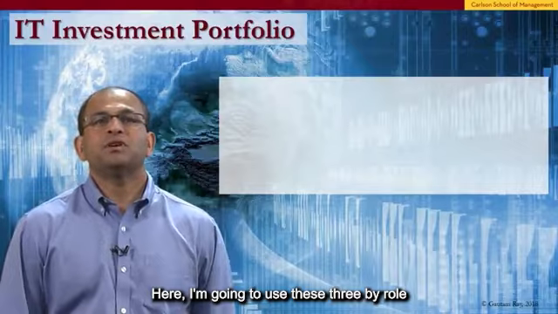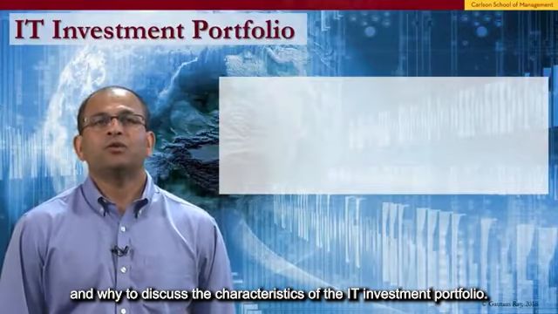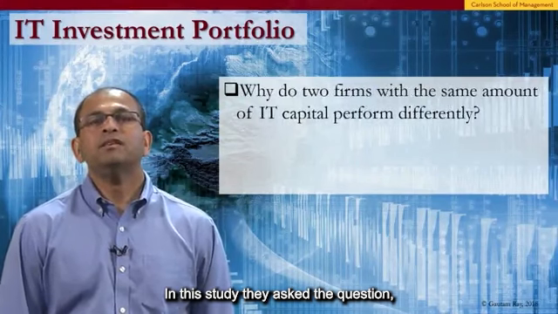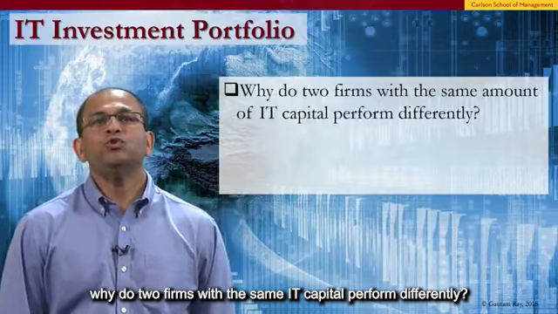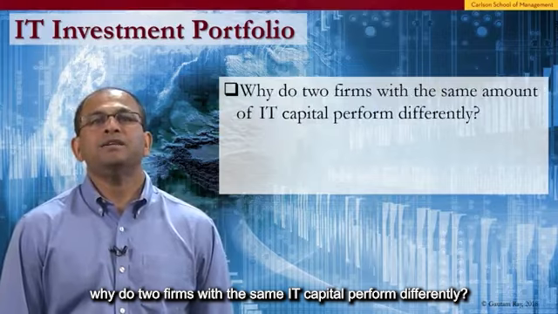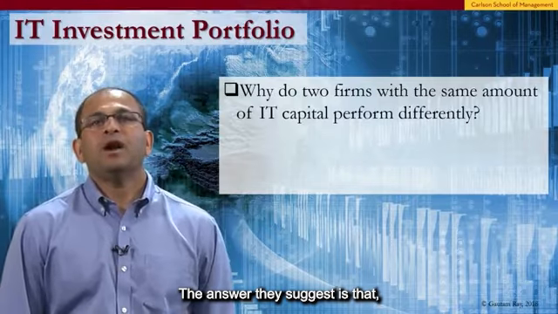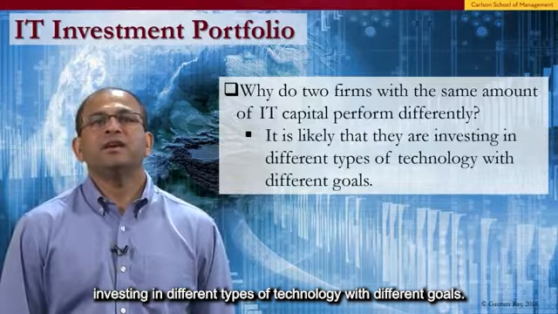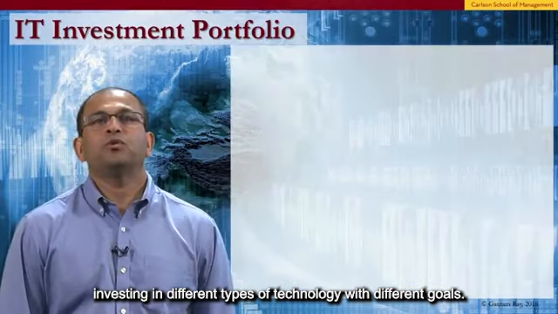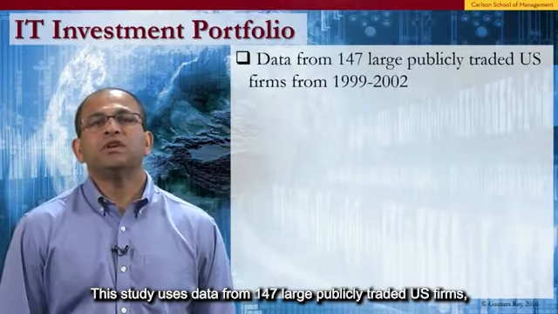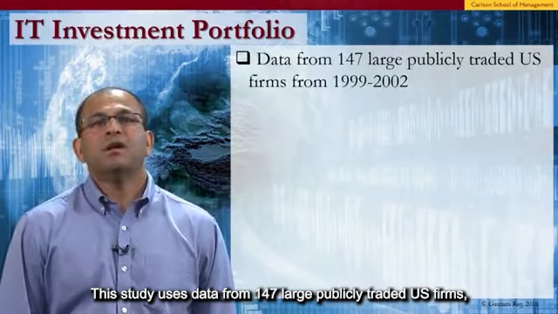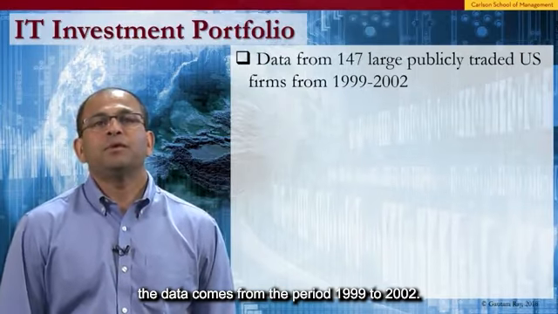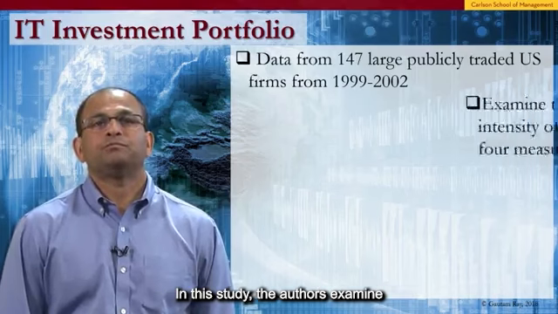Here I'm going to use a study by Aral and Weil to discuss the characteristics of the IT investment portfolio. In this study, they asked the question, why do two firms with the same IT capital perform differently? The answer they suggest is that it is likely that they are investing in different types of technology with different goals. This study uses data from 147 large publicly traded US firms. The data comes from the period 1999 to 2002.